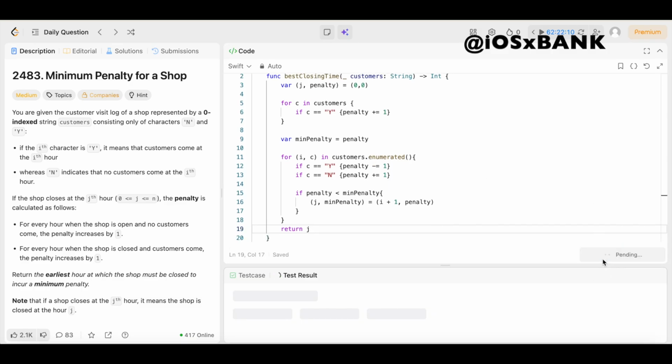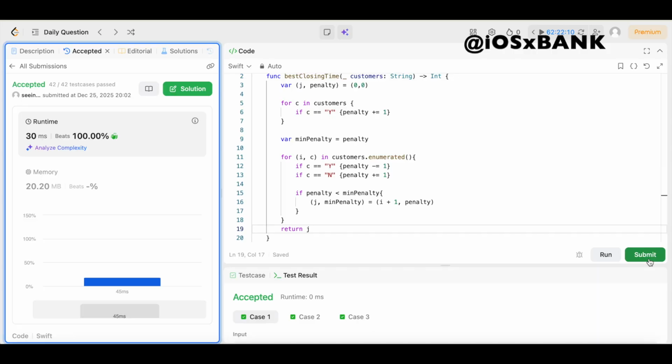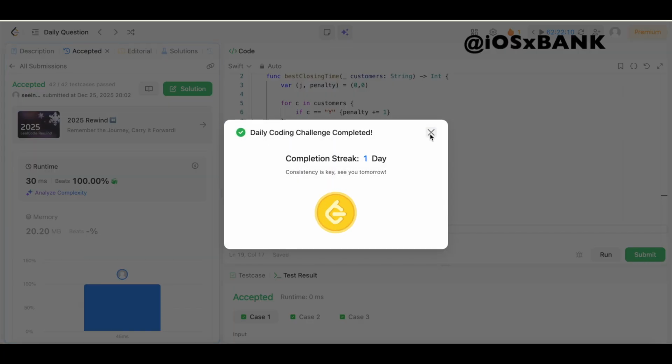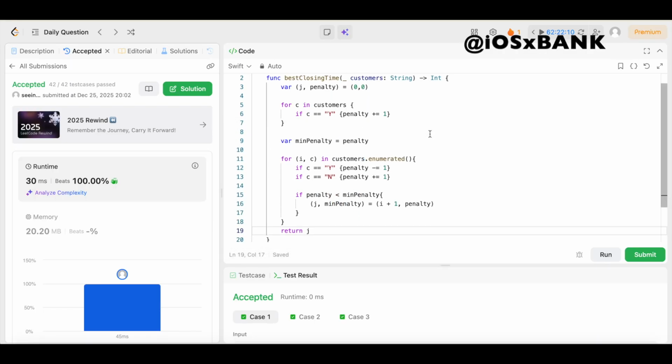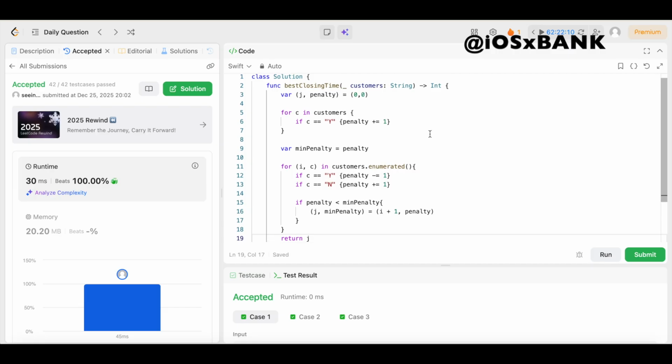Let's give it a run. Make sure it runs properly before we submit it. It's accepted, so let's go ahead and submit it. Make sure it's still accepted. Let's see, and look at that, y'all. 30 milliseconds beats 100% of users. That's what I'm talking about. That's what I like to see, y'all.